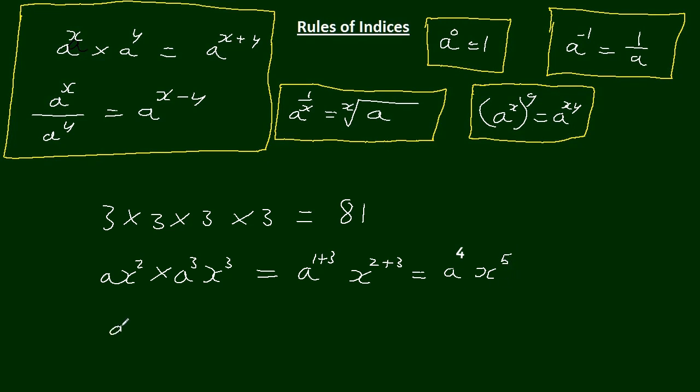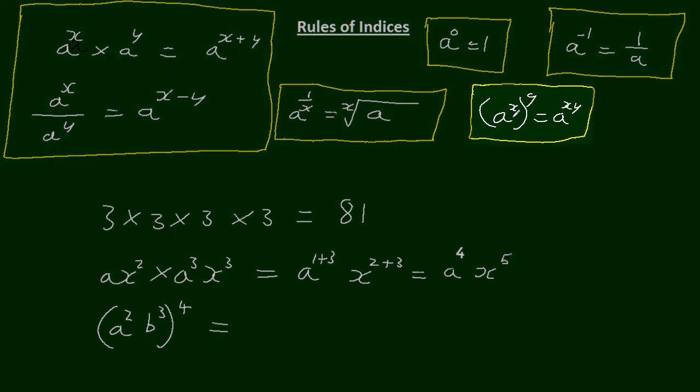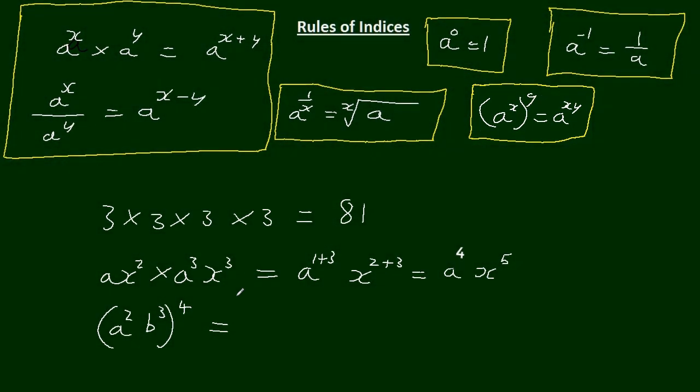Try this one, and we'll raise that to the power of 4. And now we use this rule here where we multiply them. So it's 2 times 4, a to the, I'll write it in like this again, 2 times 4, and b, 3 times 4, gives us a to the 8 and b to the 12.